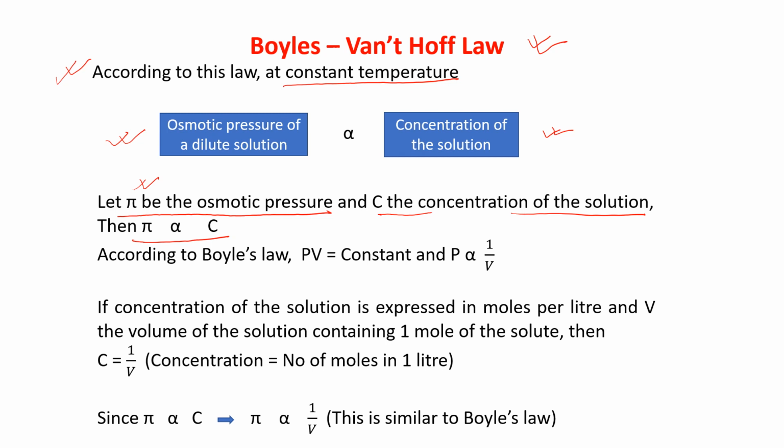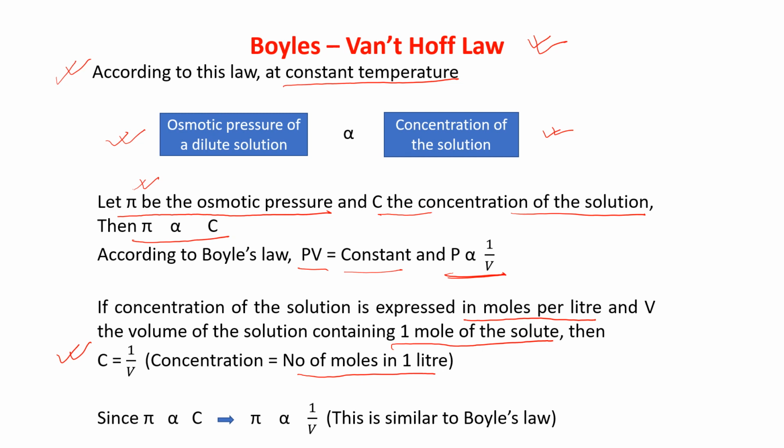Like Boyle's law, PV equals a constant, where pressure is inversely proportional to volume. Now if the concentration of the solution is expressed in moles per liter and V is the volume of the solution containing 1 mole of the solute, then I can write the concentration C equals 1 by V. Concentration and volume are inversely proportional. Here the concentration is equal to the number of moles in 1 liter.